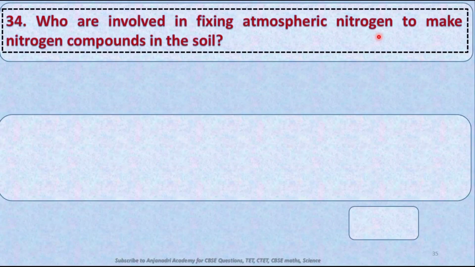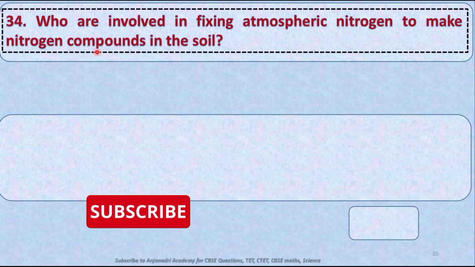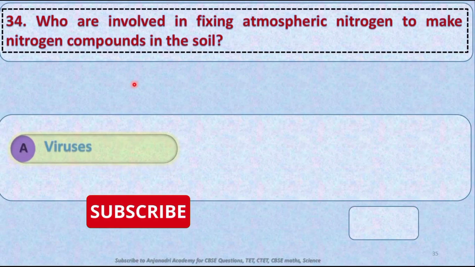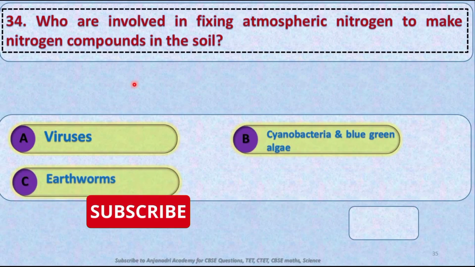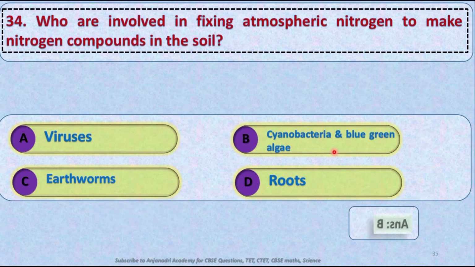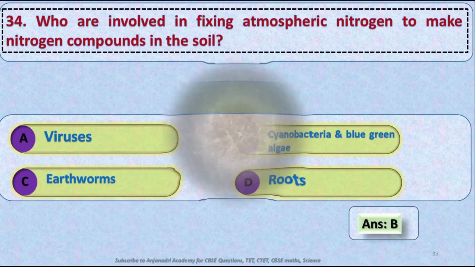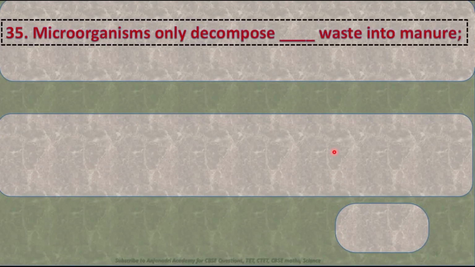Who are involved in fixing atmospheric nitrogen to make nitrogen compounds in the soil? Here are the options: viruses, cyanobacteria and blue-green algae, earthworm, roots. The correct answer is option B, cyanobacteria and blue-green algae. Option B is the correct answer.